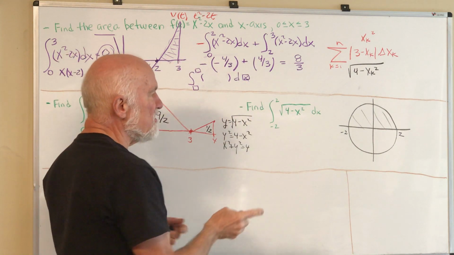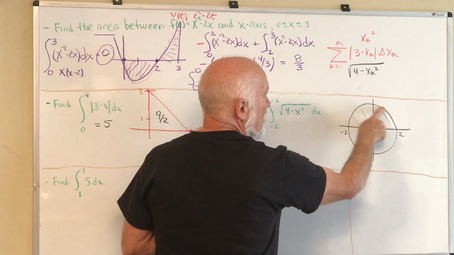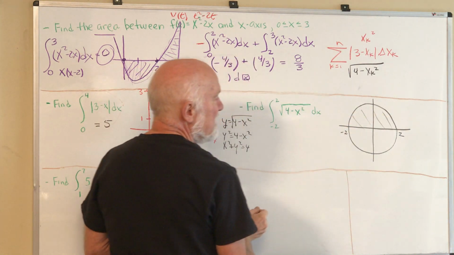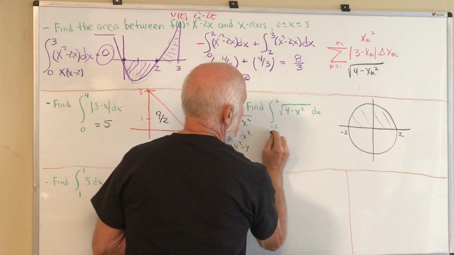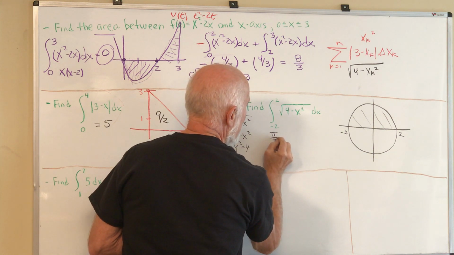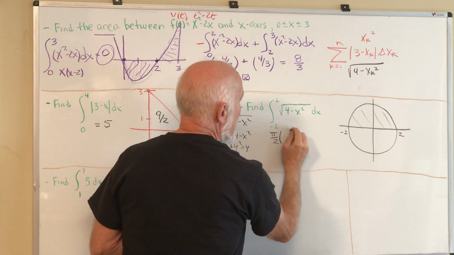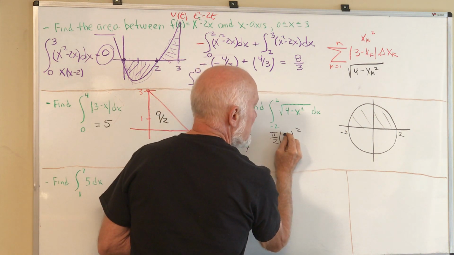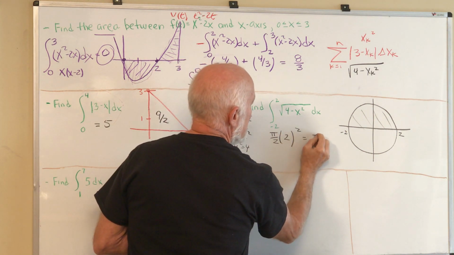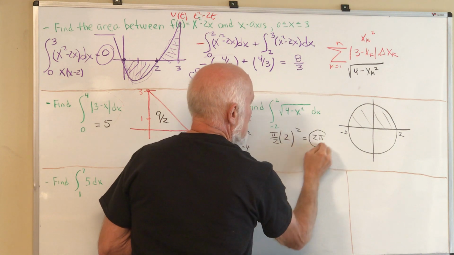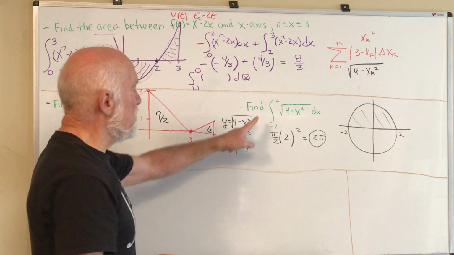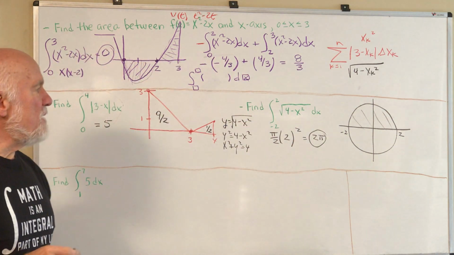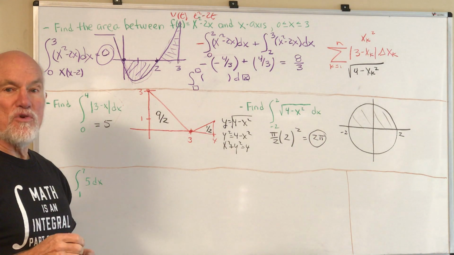Well, the signed area is going to be the same thing as the area because it's all above the x-axis. So the answer would just be 1/2 pi times the radius squared, because it's a semicircle, and the radius is 2. So you can try it if you want, put that on your calculator, and I bet you get something very close to 2 pi.